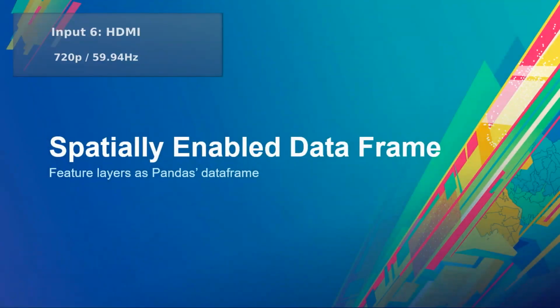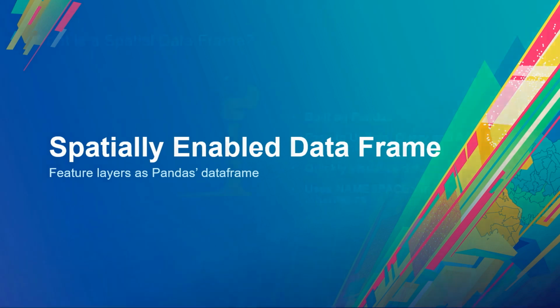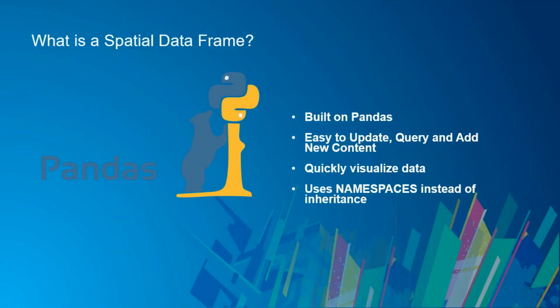All right, so now we're going to transition onto a data structure that we have available in the Python API for ArcGIS, and that's spatially enabled data frames. A spatially enabled data frame is a pandas data frame that we've enhanced by adding very specific namespaces. If you think of it like a feature class, the feature class label would be on the spatial namespace.